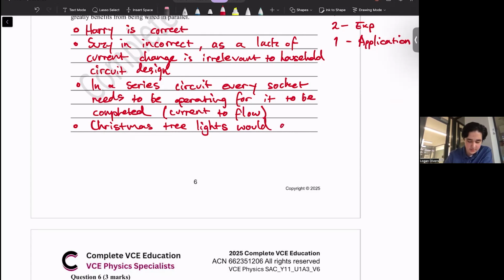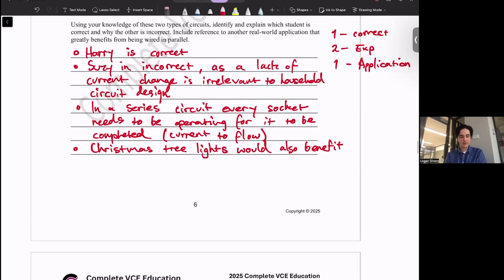So Christmas tree lights would also work. And there's that. We got 1 mark for our correct explanation. Well, Sandra is correct. Now, 1 mark for saying one reason why Susan is incorrect, and another one for saying why she is also incorrect. And last one is for our application. So let's move on to the next question.